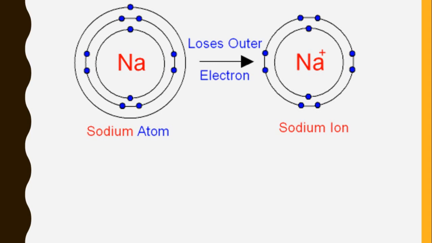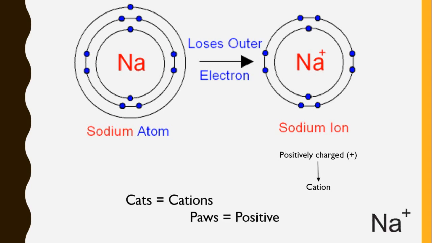Okay, so when an atom loses electrons, it becomes positively charged, and positively charged ions are called cations. An easy way to remember this is to recall that cats have paws. As in this example, we have sodium with an electronic configuration of 2, 8, 1. So sodium is going to lose its outermost electron to have a complete valence shell, and it's going to have a charge of positive one since it has lost only one electron.